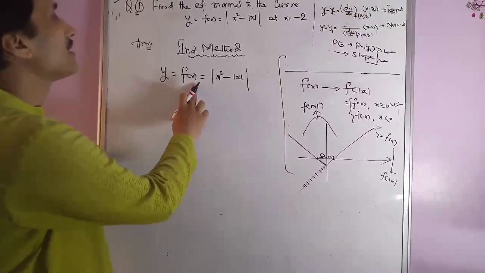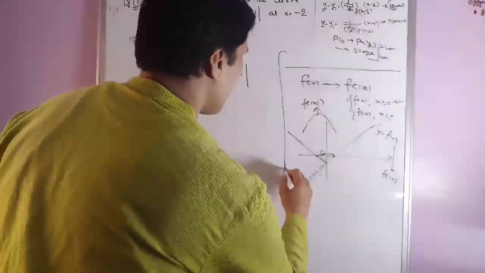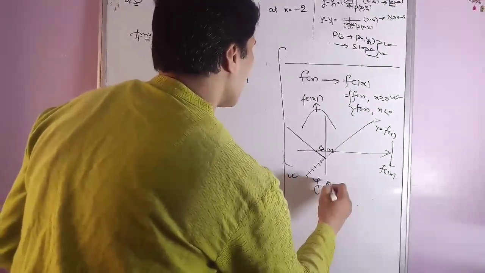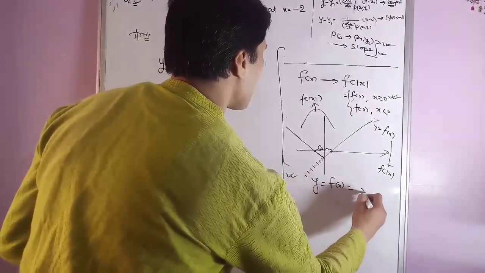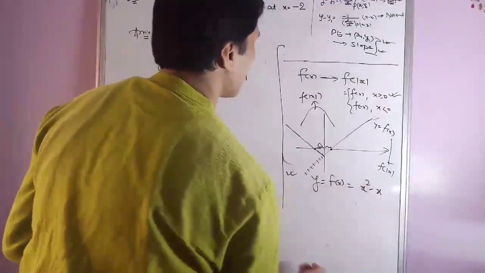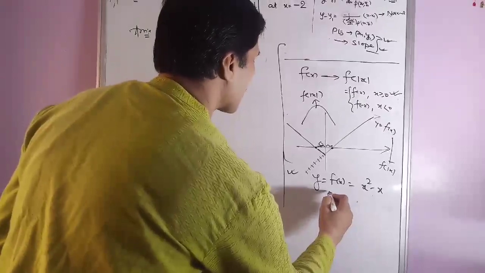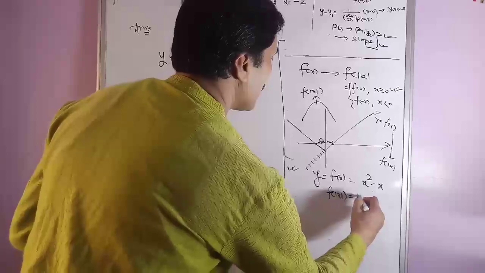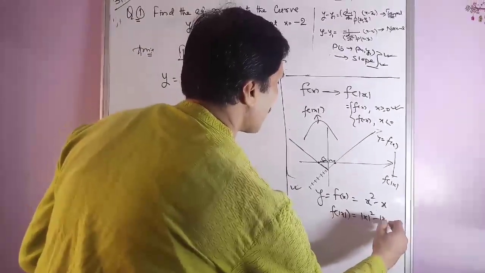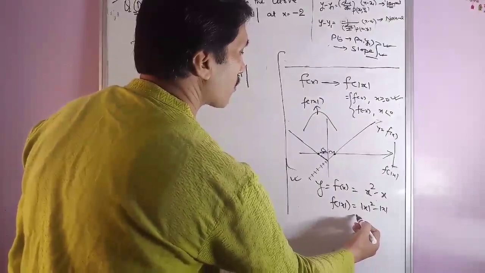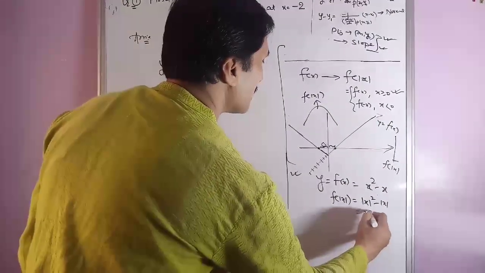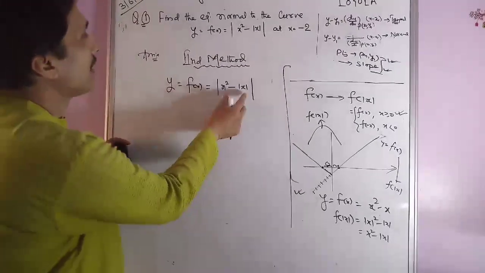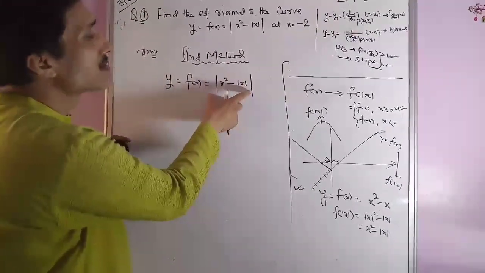Here the basic function of the graph is f of x equal to x square minus x. If we take f of mod x, this equals mod x whole square minus mod x. We know mod x whole square and x square are both the same. So this is x square minus mod x. Notice here x square minus mod x has this modulus.